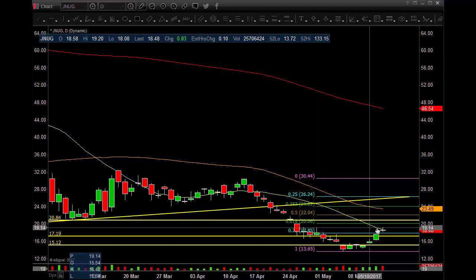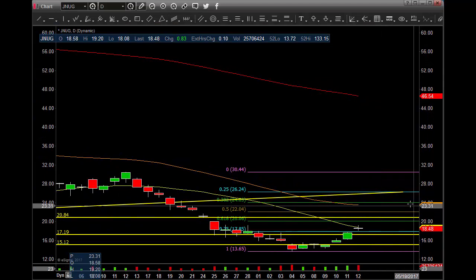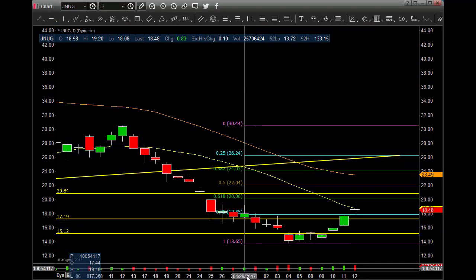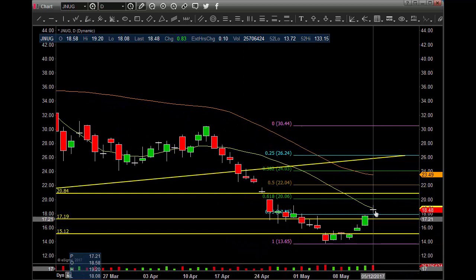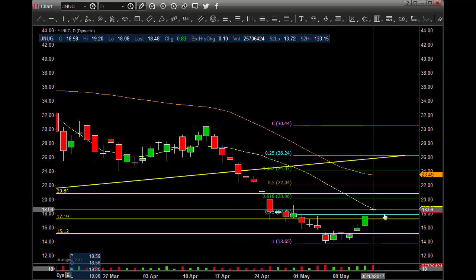JNUG daily chart, right into the 20 MA. That's where it's stalling out. So the big thing is it's got to get above the 20 MA. Gets above the 20 MA, this thing can possibly start to go. So again, we'll see if we go up and sideways for another pattern for a pop. Or honestly, they could drop it right back down.